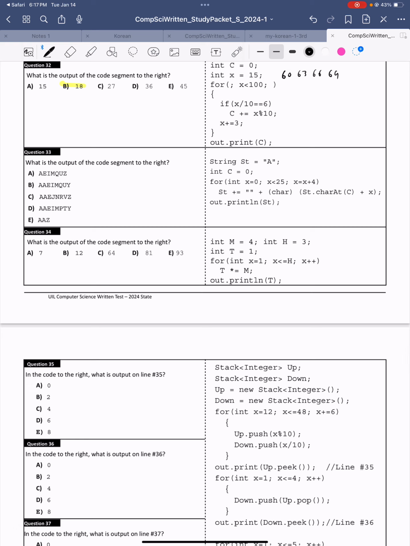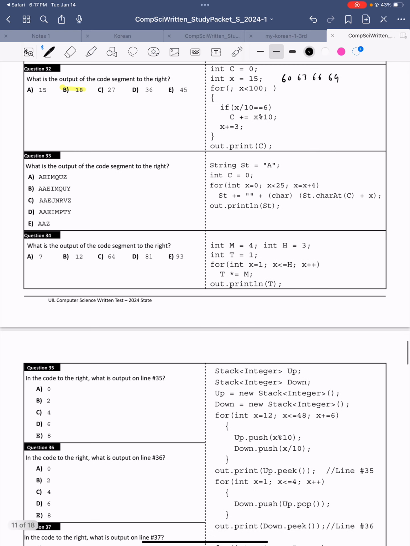Our string is A. Okay, we're going to keep adding 4. So this means st plus whatever this is. So what is st? It's A first. Now we're going to add an empty string, and then we're going to add whatever this evaluates to. So the character at 0, because c is 0, is A, and then we're going to add 4 to it. I mean, sorry, not 4, 0, because x is 0. So we get A again.